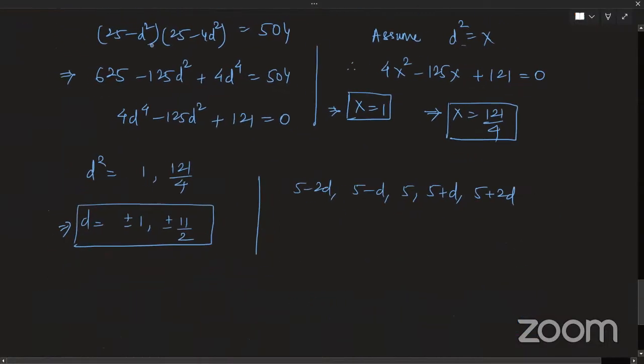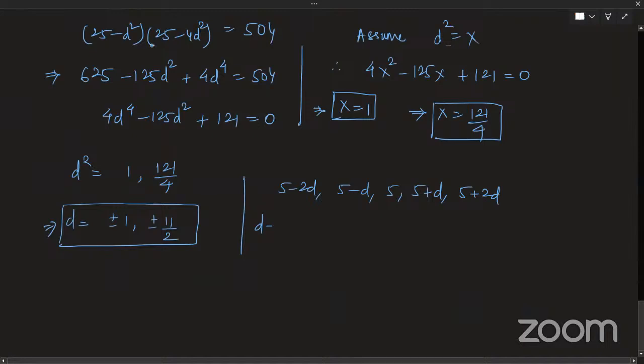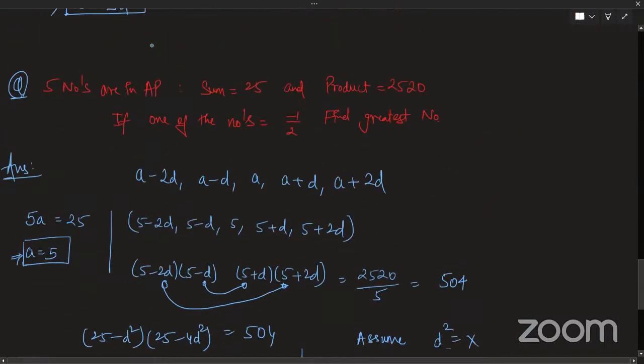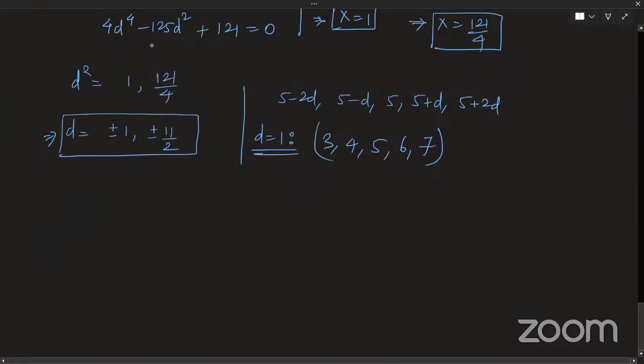So first I will take d as 1. What will happen if I take d as 1? When I take d as 1, my numbers are 3, 4, 5, 6, and 7. Okay. So minus half is not a number. Minus half is not in the series, right? Minus half should have been a number. So minus half is not there.